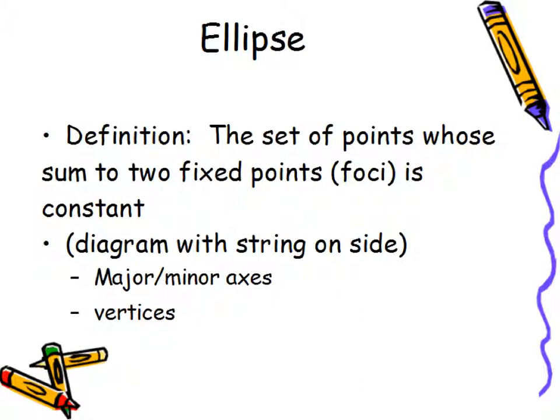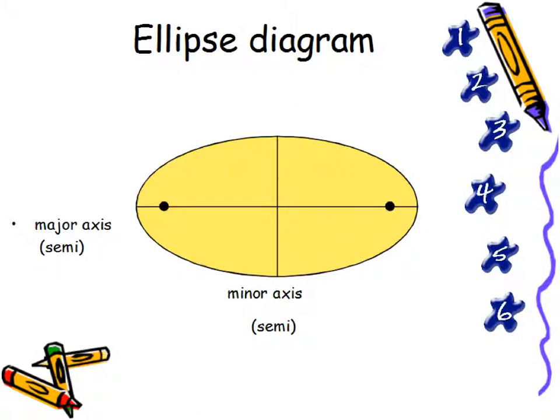And there are some key parts to an ellipse. We're going to talk about the major and minor axis, the vertices. Let's just look at a picture of one. Here you have an ellipse. It's like an oval. And the definition says that the sum of the distances to the two foci is always the same.